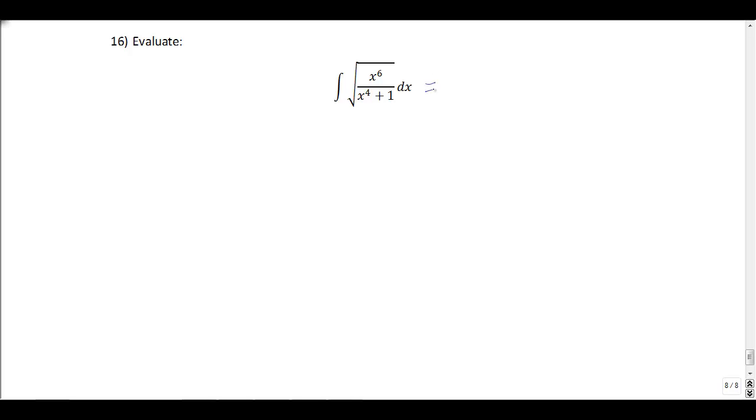What I'm going to do with this one is pull that x to the 6th out of the square root. So it's going to be x cubed over the square root of x to the 4th plus 1, since I take 1/2 of the exponent. Now, hopefully what I can notice is that x to the 4th plus 1 would make a decent candidate for u because it's under a square root. It's also in the denominator. Further, which makes me really confident about this, the derivative of x to the 4th is 4x cubed, so I get a 4x cubed dx.